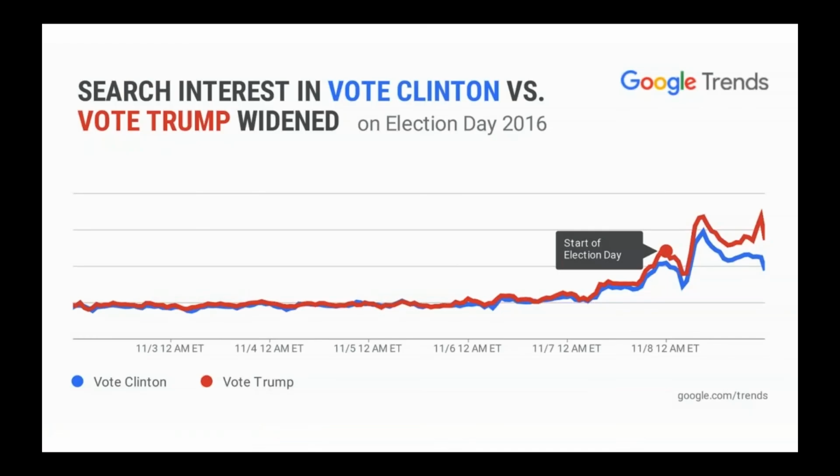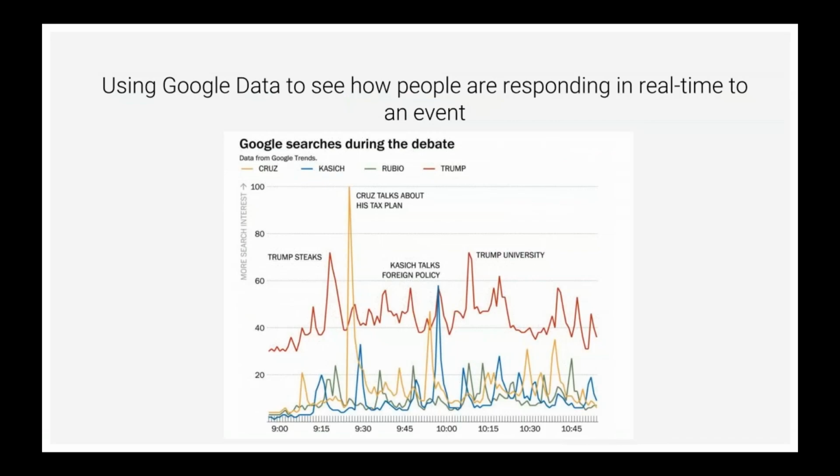In the last election, and again with the midterms coming up, this could be really useful to look at search interest of various different search terms minute by minute during a political debate, for example. In this case, this is looking at day by day relative search volume for people searching vote Clinton or vote Trump right around election day. And you can see towards the tail end of this graph on the right-hand side how there was a sudden split or rise in searches for vote Trump versus vote Clinton. Now, here's another example, again from the elections of last year, using Google data to see how people are responding in real time to an event.